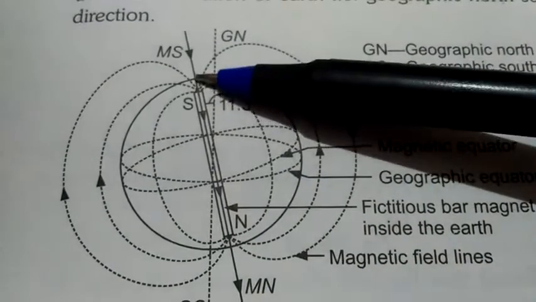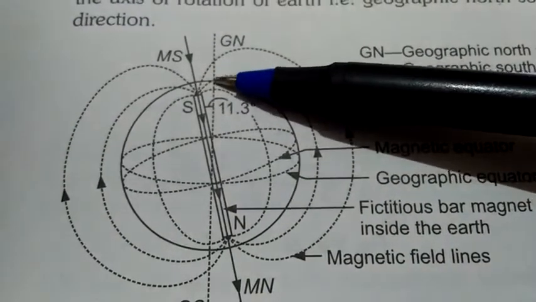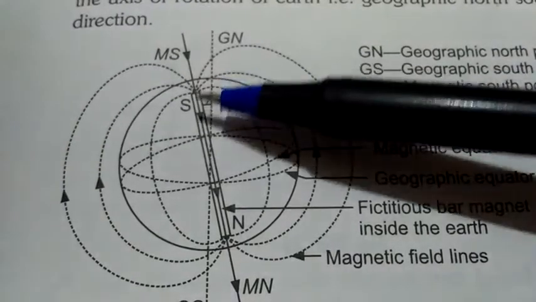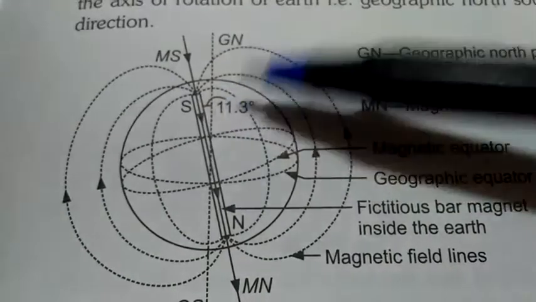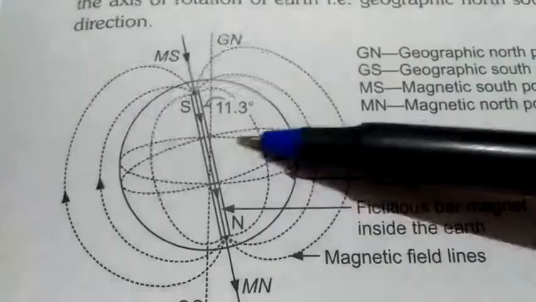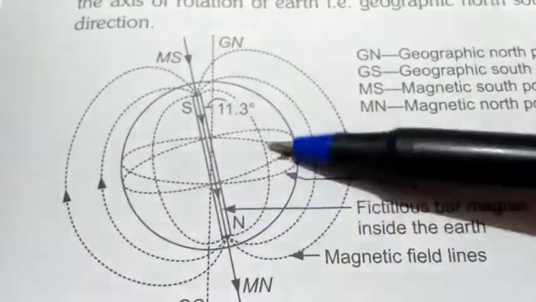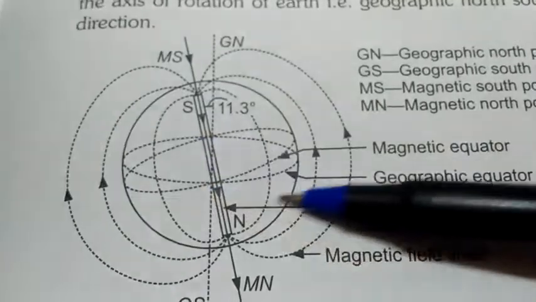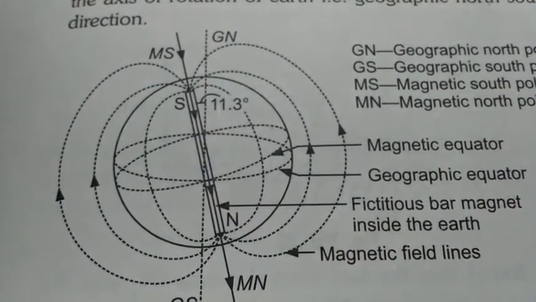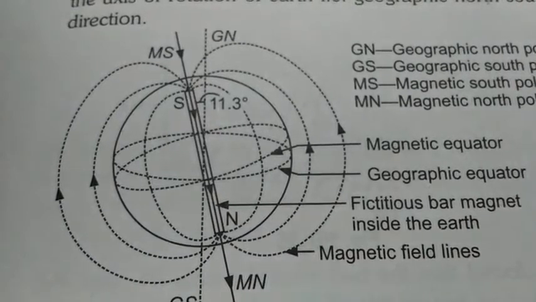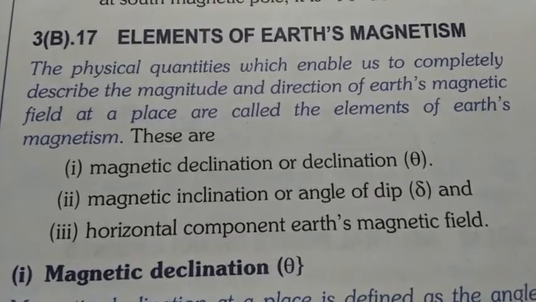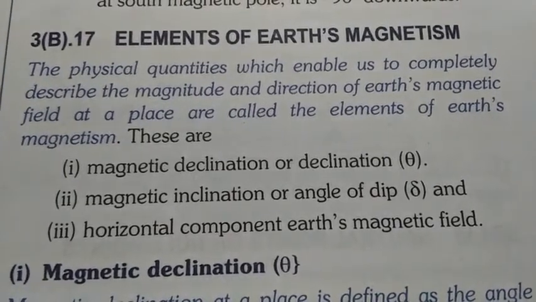Here you can see the geographic and magnetic axis do not align with each other. A little bit of gap is there, and this angle is approximately 11.3 degrees. That's why both the surfaces, the magnetic equator and the geographical equator, also don't coincide with each other, but make an angle with each other. Now let's discuss the elements of Earth's magnetism.